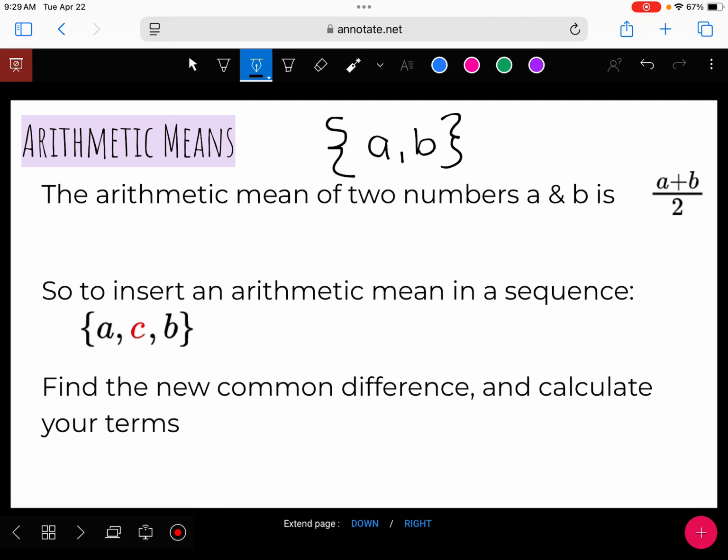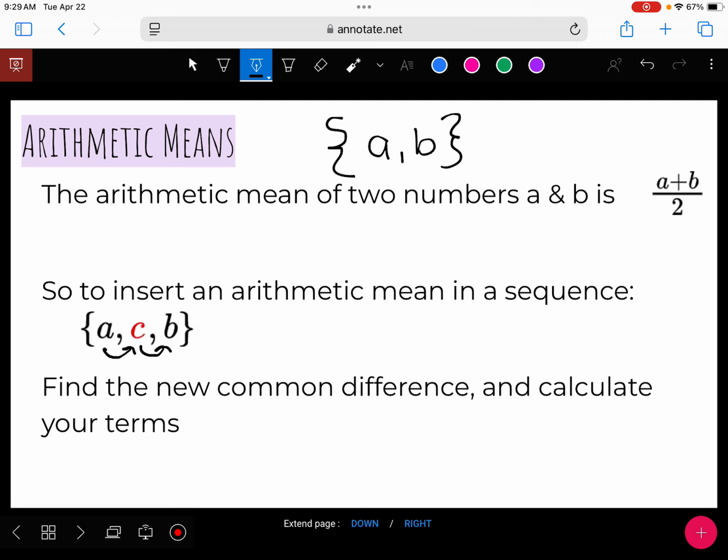So to insert an arithmetic mean into a series or a sequence, we are going to put it in between, like this. So if I wanted to insert C into the middle here, then we're going to find our new common difference by figuring out these pieces. We're going to use the formulas we've had for our series to do so. And I'm going to walk you through this several times.